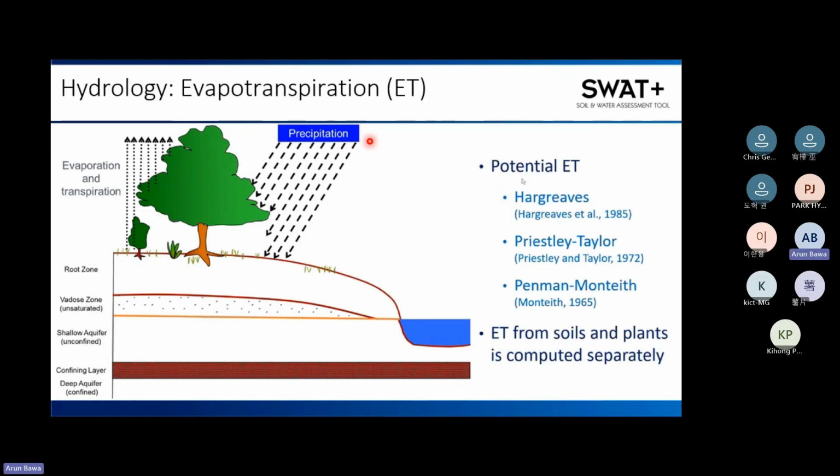The first thing is potential evapotranspiration. There are three methods to estimate potential ET: Hargreaves, Priestley-Taylor, and Penman-Monteith. Penman-Monteith is the method where you need all five inputs. If you don't have locally observed inputs, we ask you to use the Priestley-Taylor or Hargreaves methods. There are no golden rules on which method you should use. It depends on your location, as each method has its own strengths and limitations, so based on your location you can choose any of those.